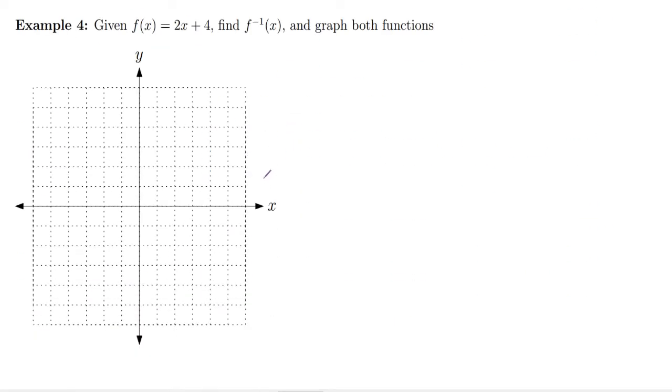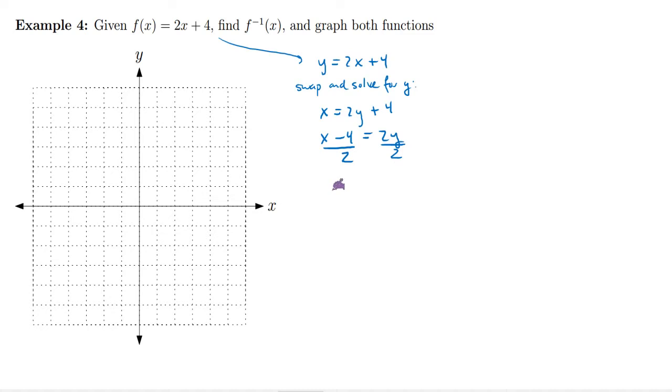Okay, now moving on. Given f of x is 2x plus 4, let's find the inverse, and then let's graph both functions. So how do we figure out the inverse? Well, y is equal to 2x plus 4. We will swap and solve for y. So swapping them, you have x equals 2y plus 4. So then we will do x minus 4 equals 2y, and then we will divide both sides by 2 to get y is equal to x minus 4 over 2.